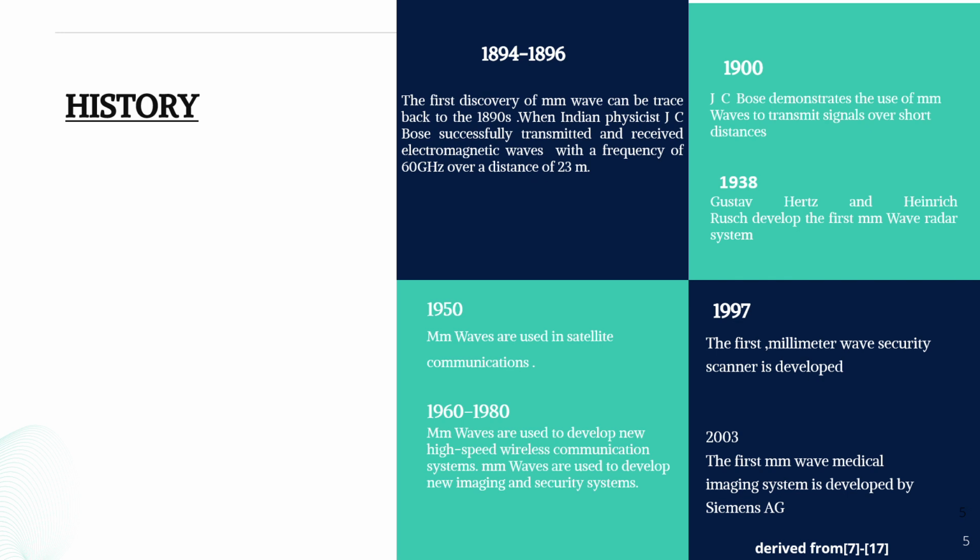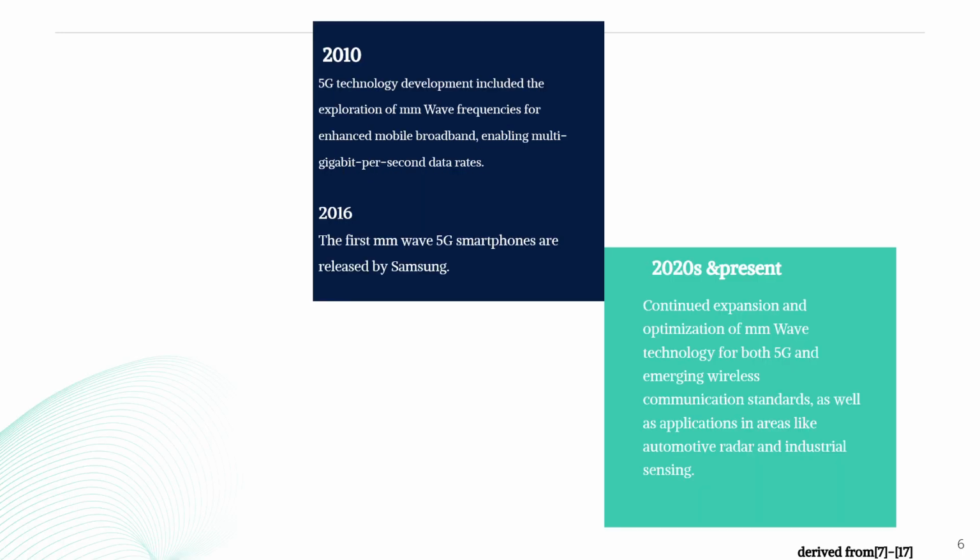In 1950, millimeter waves were used in satellite communication because they carry an incredible amount of data, so it is mainly used in satellite communication. In the period between 1960 and 2018, millimeter waves were used to develop new high-speed wireless communication systems, and also for the development of new imaging and security systems. In 1997, the first millimeter wave security scanner was developed. In 2003, the first millimeter wave medical imaging system was developed by Siemens AG.